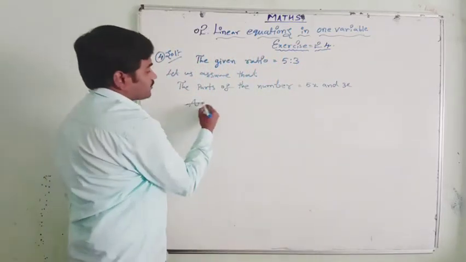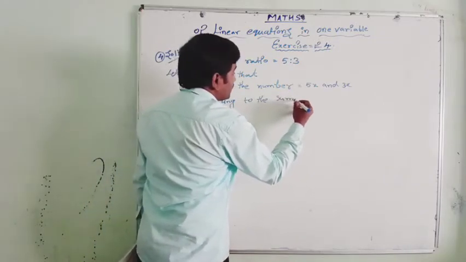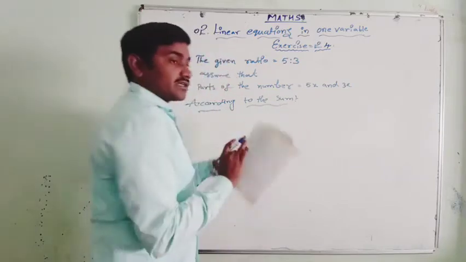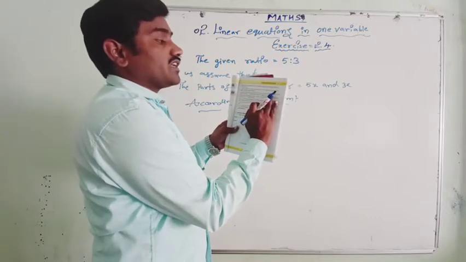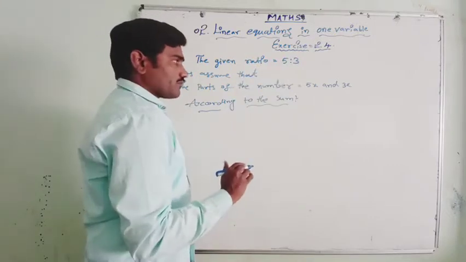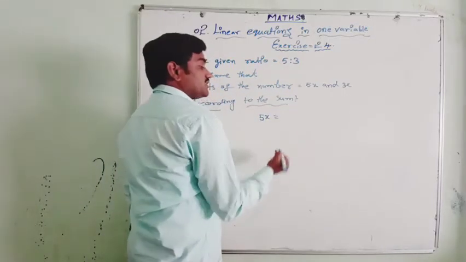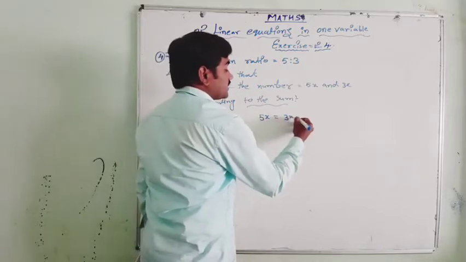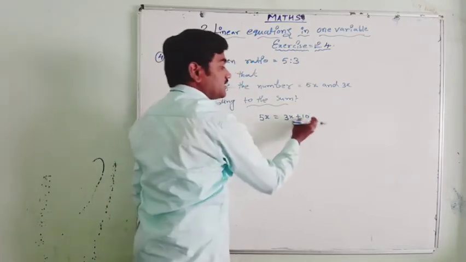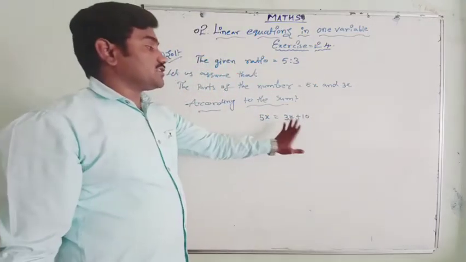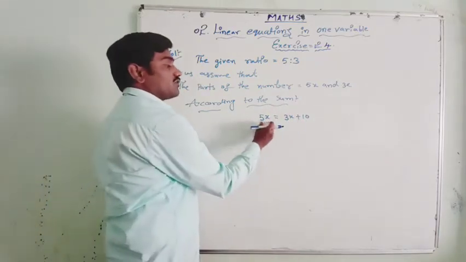So now here according to the problem, if you want to write this statement, you have to understand the given question properly. The number is divided into two parts so that one part is 10 more than the other part. Let us assume, suppose 5x is 10 more than the other part, in the sense 3x plus 10. Here one part I have taken as 5x, the other part I have taken as 3x. So, here this part 5x is 10 more than the 3x. So, here 5x is equal to 3x plus 10.